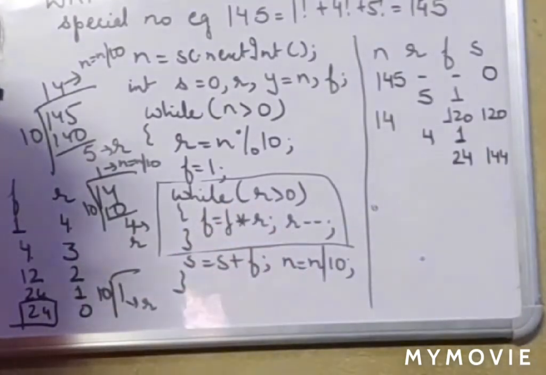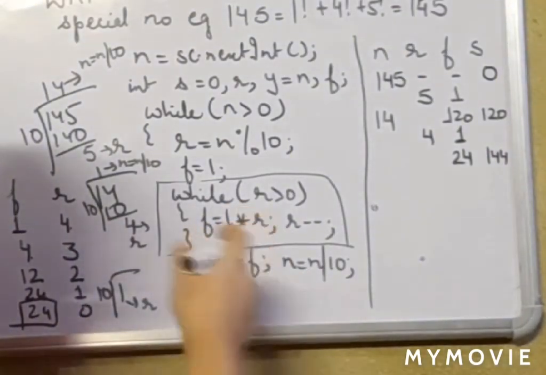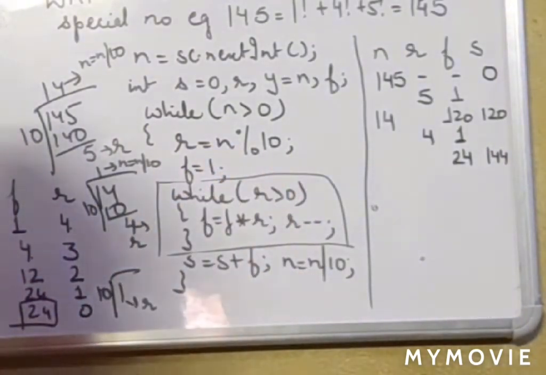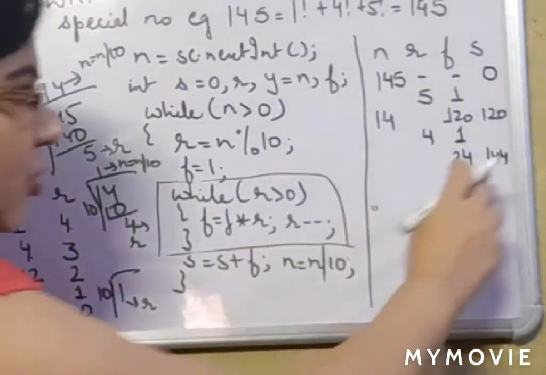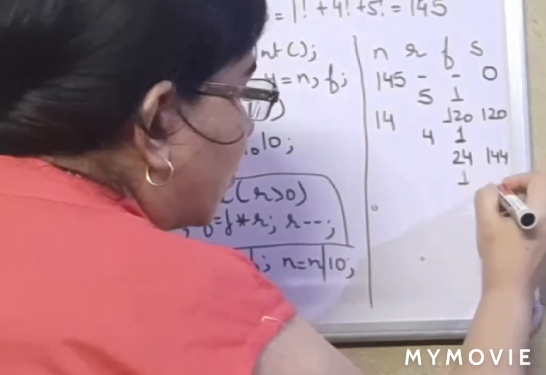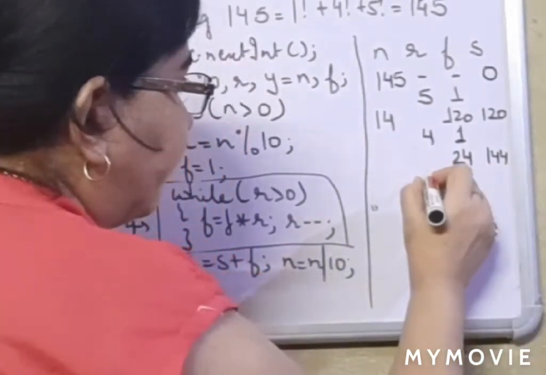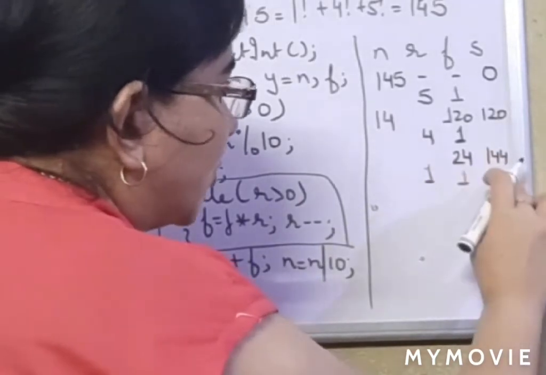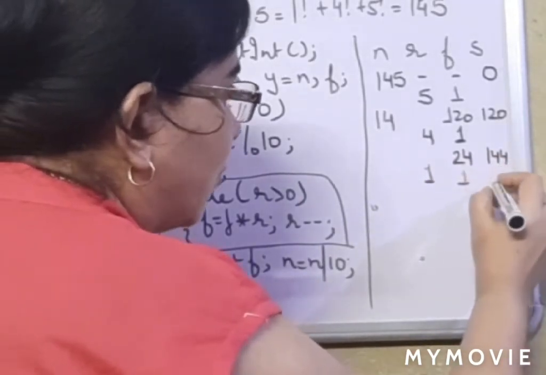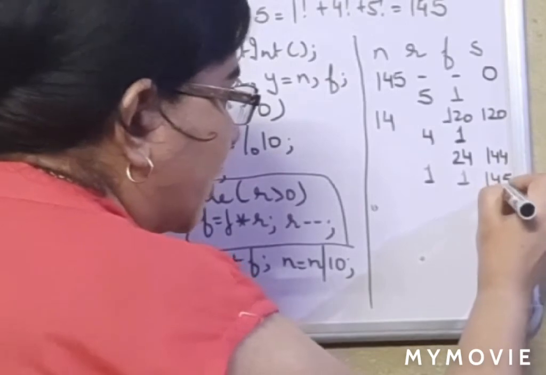1 into 1 is 1. R becomes 0, 0 greater than 0 is a false condition. So the value of f is now 1. S was having how much? It was having 144. Okay, so this 1 which has come in the factorial will be added to 144, which is 145.